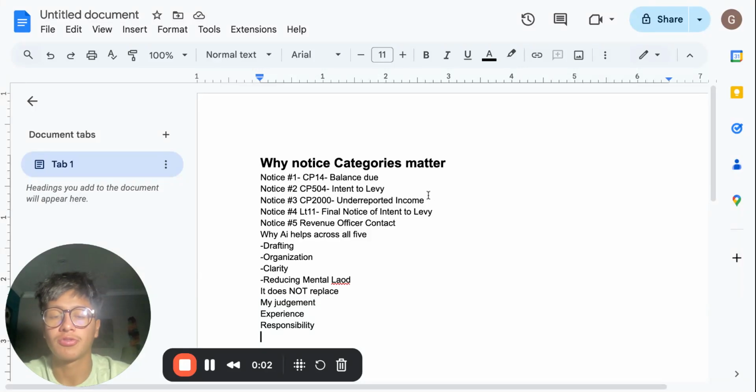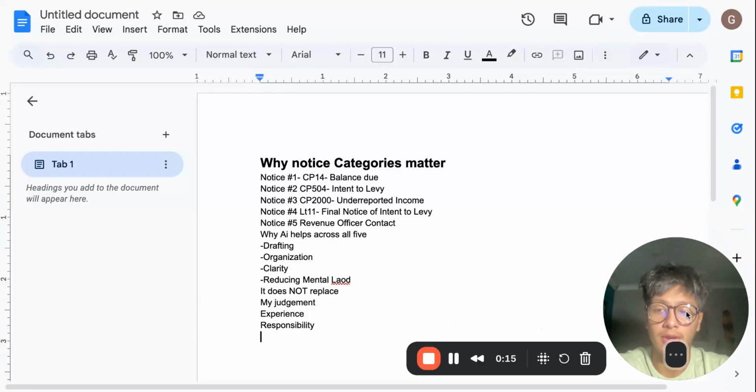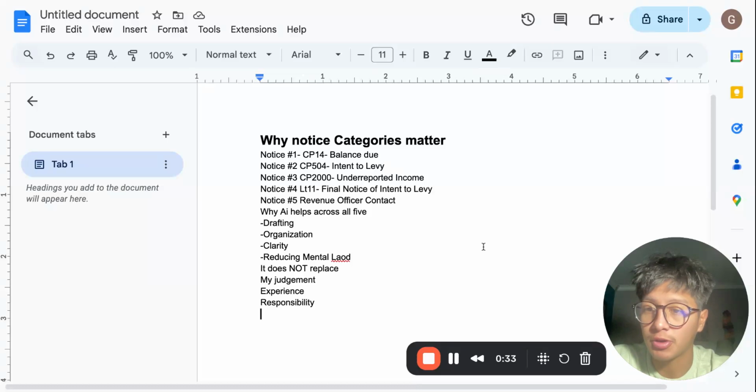Alright guys, so today's video is going to be about using AI to work through the 5 main IRS notices. Most IRS notices aren't random. They're there for a reason, and they fall into categories. Each category has to have a different response mindset when you get one. Once you recognize the type of category and the type of notice, then your responses become clear and more systematic.